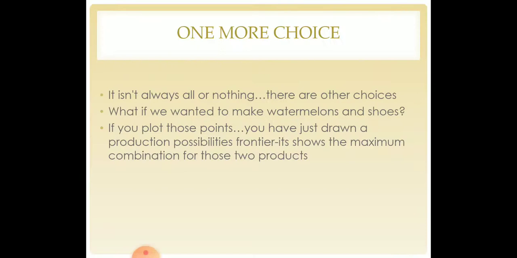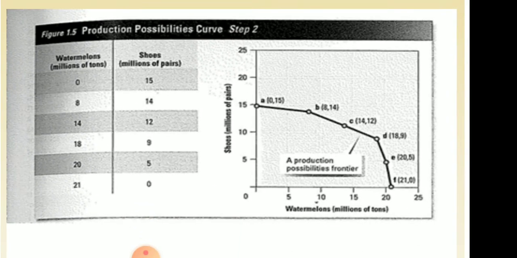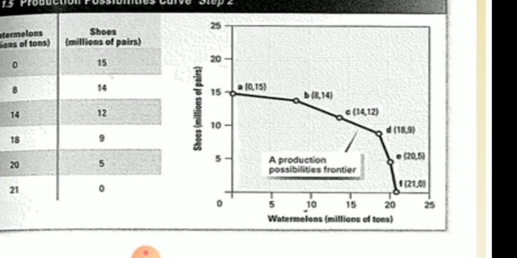So what about if I have one more choice? It isn't always all or nothing. There are other choices. Yes, I can make a mix here. What if we wanted to make watermelons and shoes together? If you plot those points, you have just drawn a production possibilities frontier. It shows the maximum combination of the two products. Let's see what I'm talking about by using this very clear and very easy graph.